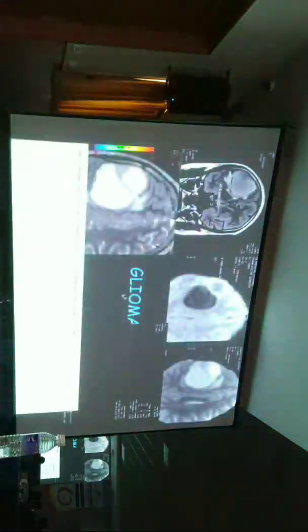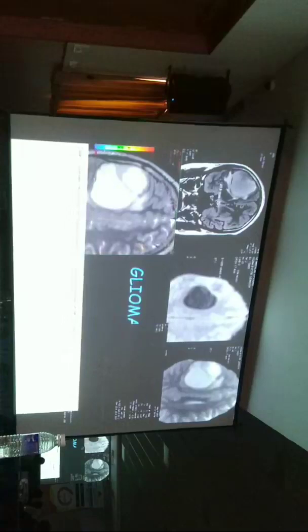And this is a case of glioma. The single voxel spectroscopy shows a very tall elevated choline. It is not a simple elevation above the creatine. It is 2 times or 3 times more, and there is an increase in the lactate level.